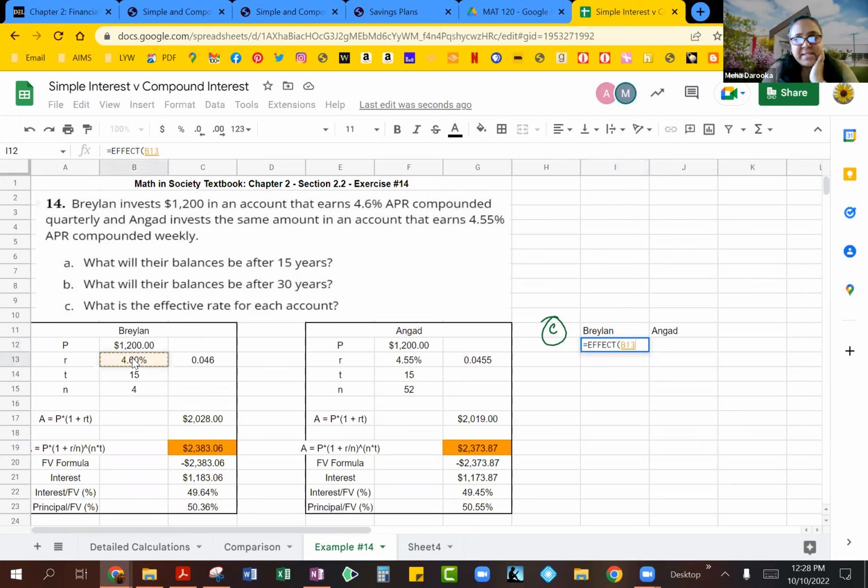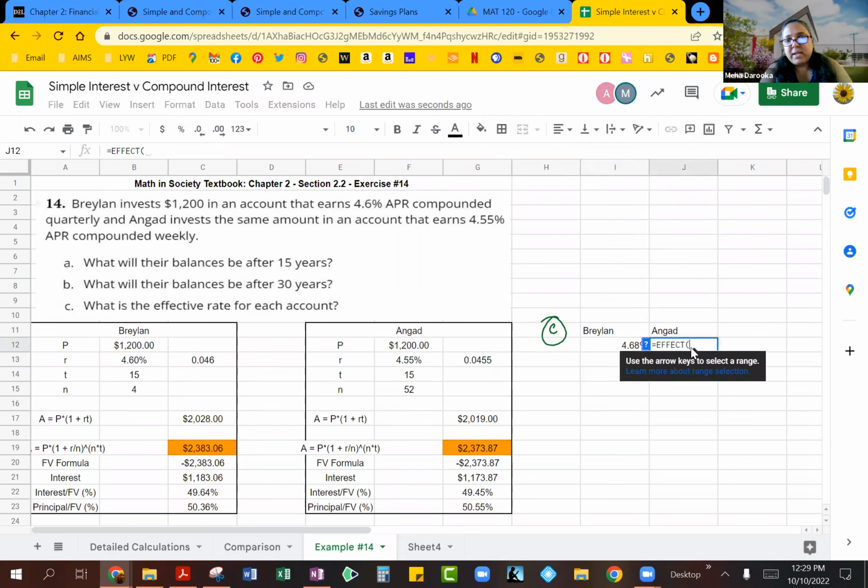For Braylon, we had 4.6%, so that becomes your first argument. And then compounded quarterly, so that becomes the second. And again, you will see, guys, I'm just using the cell reference to figure this out. So this comes out to be, as you can see, 0.0467. You want to convert that to a percent. So in simple interest terms, Braylon is actually getting 4.68% interest in terms of simple interest every year.